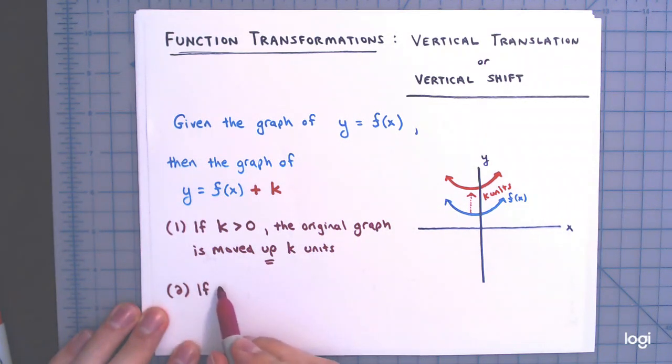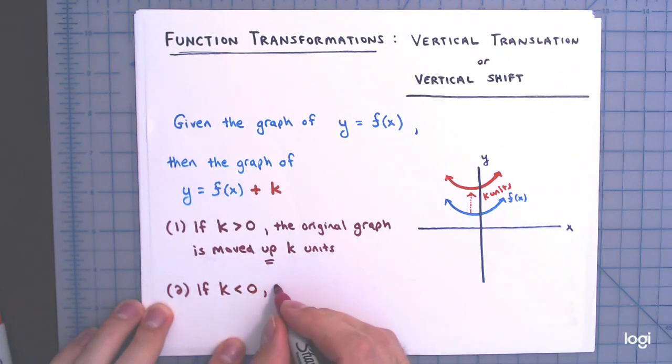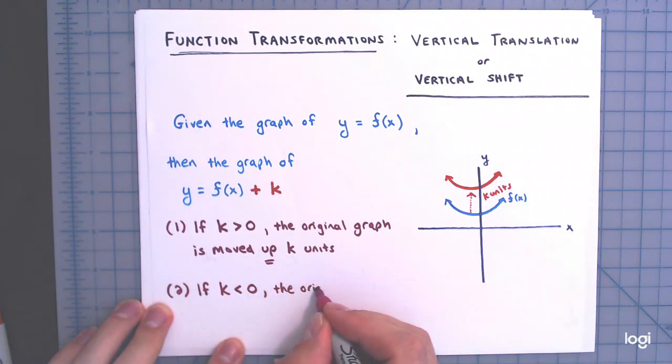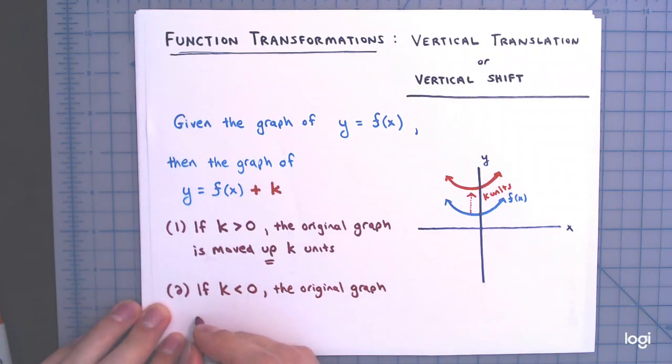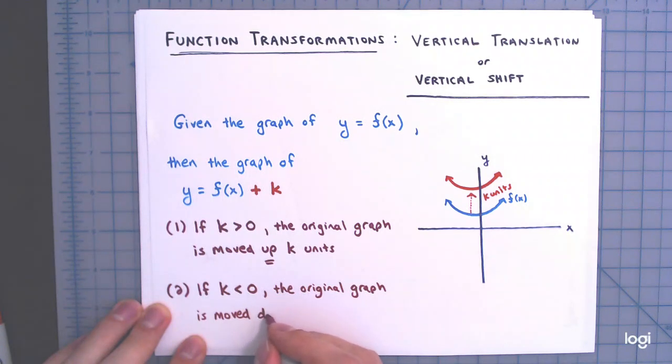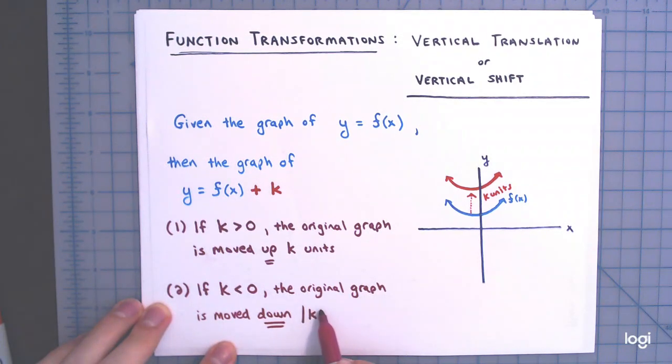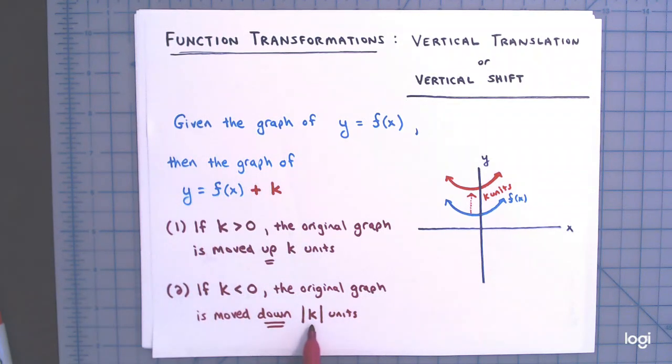Adding 0, well, then you just have the original equation, you have the original graph, it doesn't move anywhere. So then if k is less than 0, then the original graph is moved down, or shifted or translated down. Now I'm going to say the absolute value of k units, just to make it positive, because if k is negative, the absolute value of k would make it positive, just to talk about distance, and usually distance is a non-negative thing.